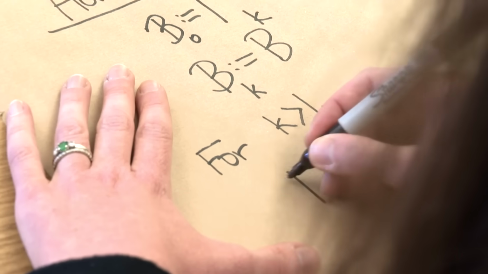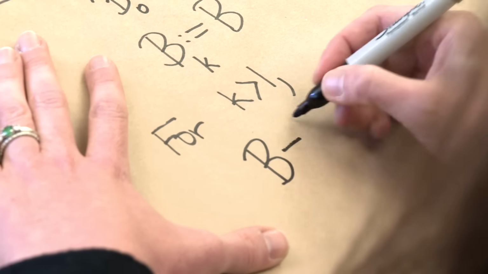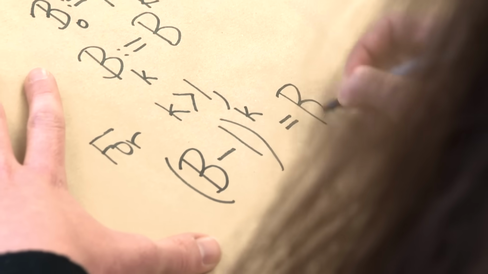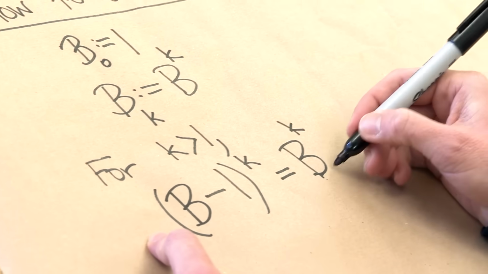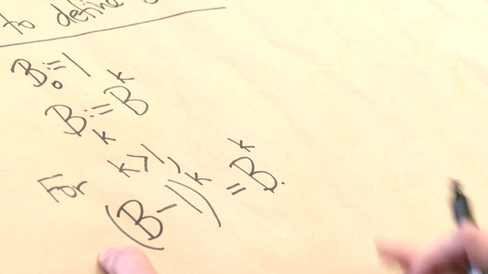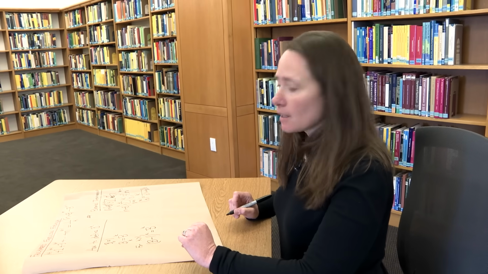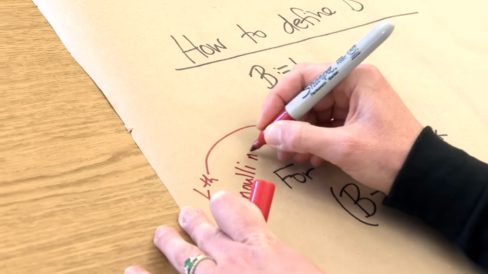And then for k greater than 1, we're going to put (b minus 1) to the k equals b to the k. This is a rule, and we're going to use this to define all the other b sub k's. So eventually things are going to drop down here. Are b Bernoulli numbers? The b sub k's, oh yeah, it says, and these are the Bernoulli numbers. Okay, cool. Yes. Just checking. Yes. This is the kth Bernoulli number.